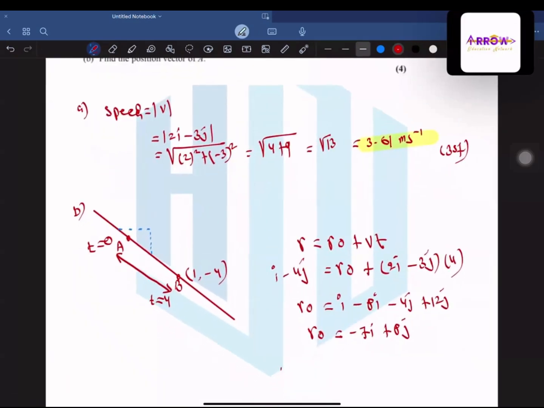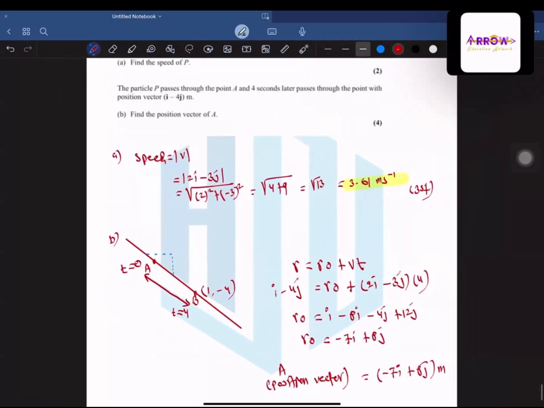Therefore, point A has a position vector of minus 7i plus 8j meters. Since the velocity is given in meter per second, I've mentioned minus 7i plus 8j meter as the position vector of point A. So this is supposed to be your answer.